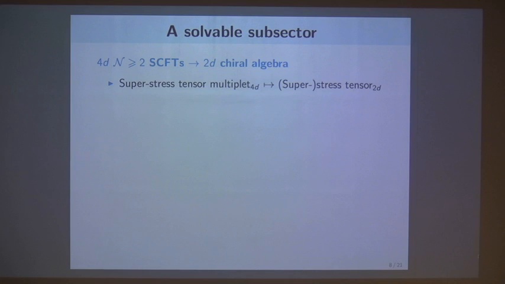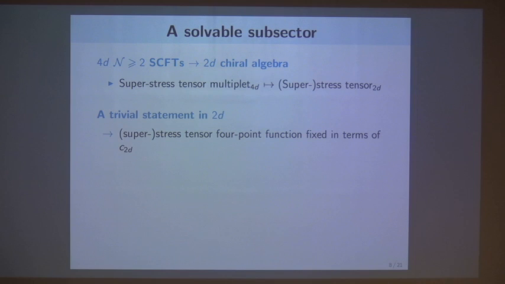So now let me show you what we can infer from this by making a trivial statement in two dimensions. If I have a four-dimensional N=2 SCFT that is interacting, I know it will have a stress tensor supermultiplet. So this is always there. And under this map, it will always give me a two-dimensional stress tensor. But now a trivial statement in 2D is that the four-point function of this two-dimensional stress tensor is completely fixed in terms of the central charge. We can just look it up. It's fixed by Ward identities.